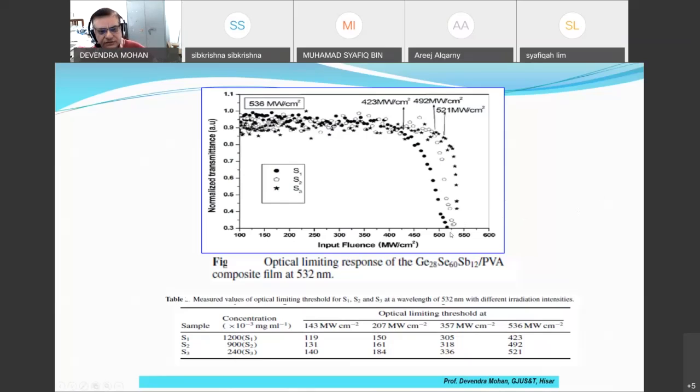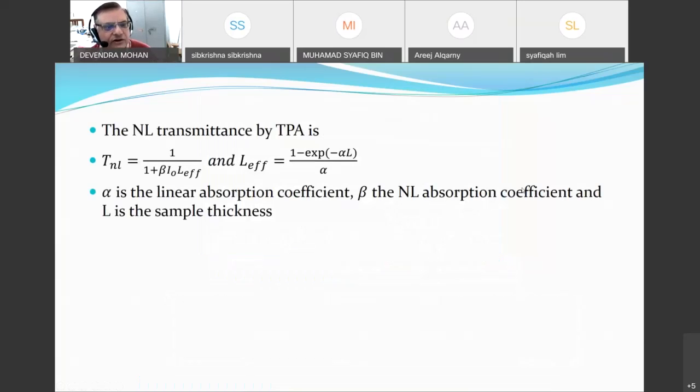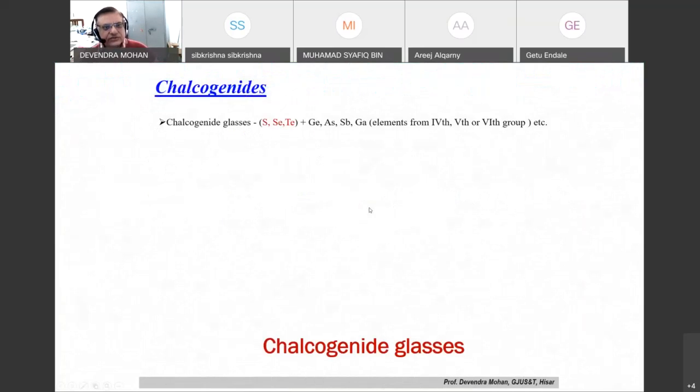This is one optical limiting response, just to show a glimpse. In germanium, selenium, antimony in a polyvinyl alcohol composite film at 532 nanometers, the results have been taken, and by changing the different compositions and different intensities, we have calculated the data. This is the normalized transmittance versus input fluence. So this is how we can do it. The nonlinear transmittance by TPA is given by these two formulas. Alpha is the linear absorption coefficient, beta is the nonlinear absorption coefficient, and L is the sample thickness.